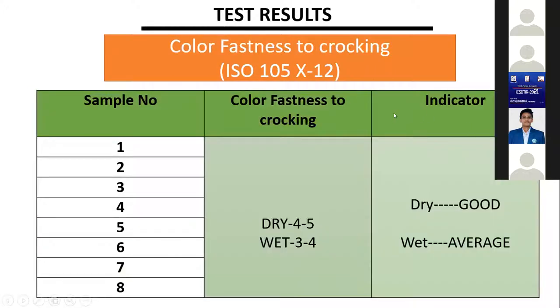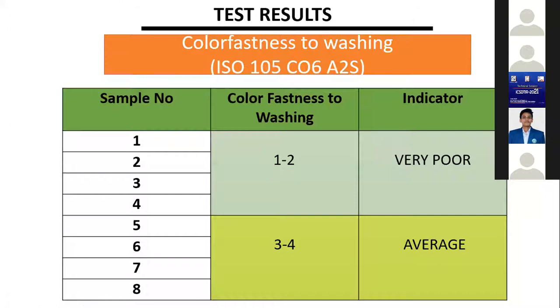Color fastness to crocking is done by the method ISO 105 X12. It shows dry 4 to 5 and 8 3 to 4, which for dry fabric indicates good, and for wet fabric average. And if you see the color fastness to washing, it is done by the ISO 105 C06 A2S method. Samples 1 to 4, which are cotton, show very poor washing fastness, but samples 5 to 8 show 3 to 4, which is average. So we can say that color fastness to washing for silk fabric is good.